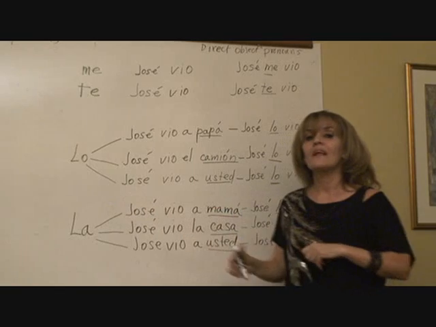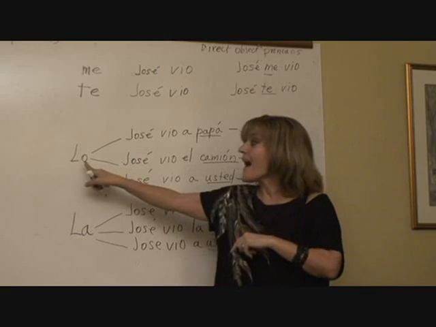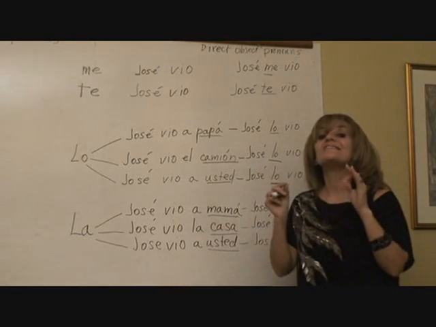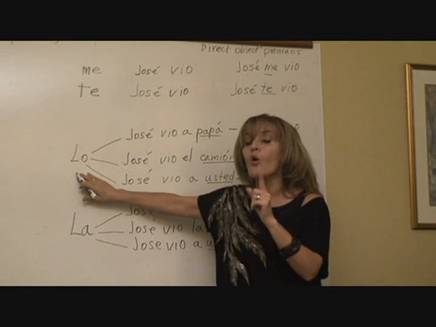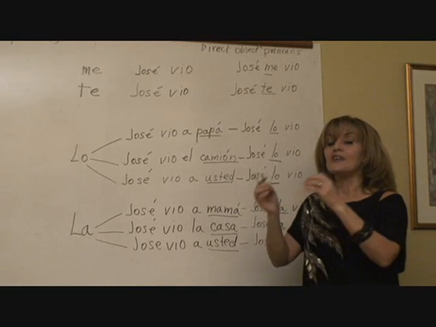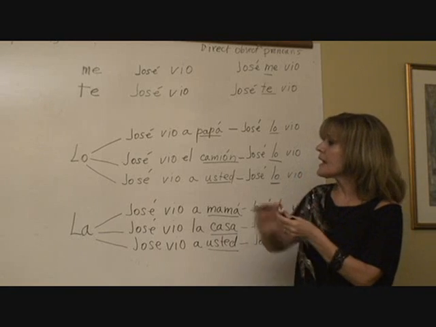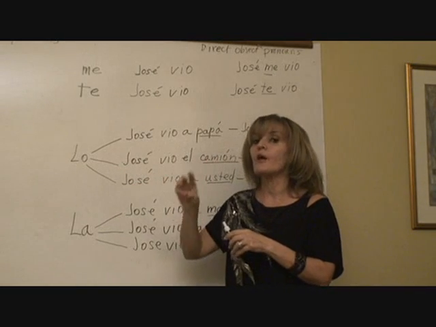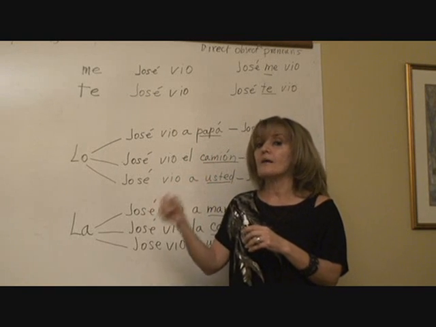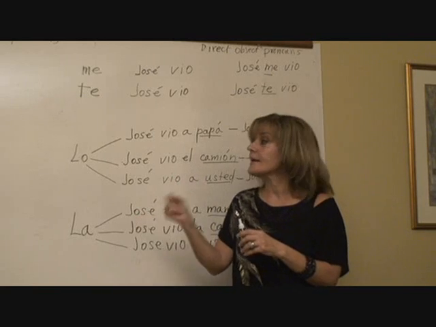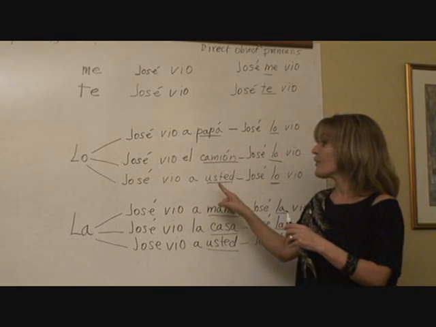When you see lo, the first thing that should go through your mind is, okay, it's a masculine word and it's a singular word. So this direct object pronoun lo is going to replace a direct object that is both masculine and singular. This is the direct object, lo, that we use for the third person singular. In English we say him and her and it. In Spanish we say lo. It's also the one that we used with usted.